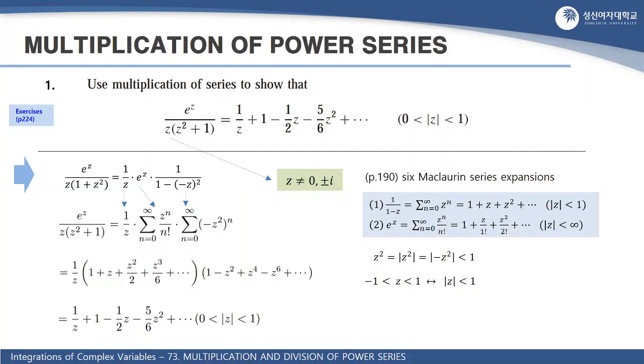The first problem is to use multiplication of series to show that this equals this expansion. So e to the g divided by g times g squared plus 1 is equal to 1 over g plus 1 negative 1 over 2 g negative 5 over 6 g squared plus.